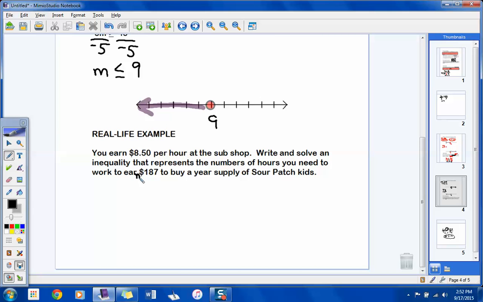Sounds good to me. All right, so how much am I earning per hour? I'm trying to figure out a certain number of hours right here, so I'm going to let H represent the number of hours you need to work, right? Now, guys, keep in mind, what did it say to write this time? I have to write an inequality. So I just can't put an equal sign in here anymore, can I?